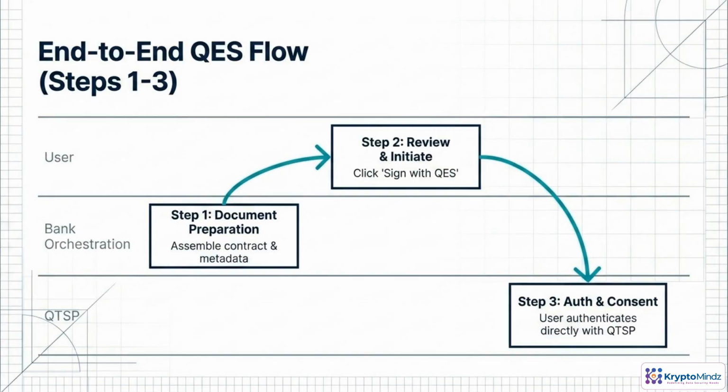The qualified signing flow starts when the bank assembles the contract and all required metadata. Think of this as packaging everything the trust service needs to understand what is being signed and by whom. Next, the user reviews the document and explicitly chooses to sign with a qualified electronic signature. That click triggers a redirect to the trust service. In the third step, the user authenticates there and gives consent, strongly binding their identity to this specific transaction.